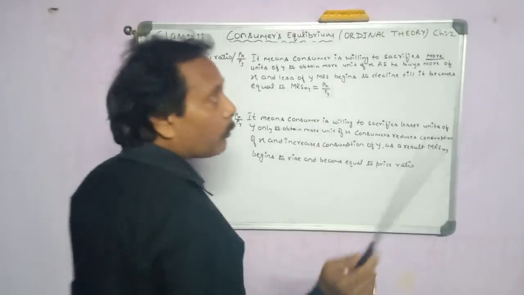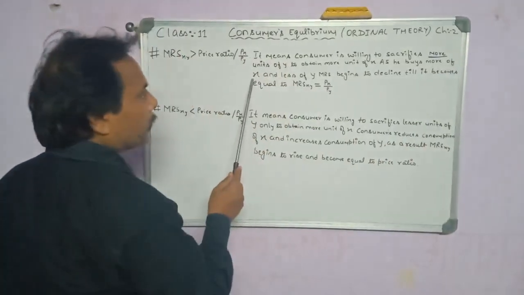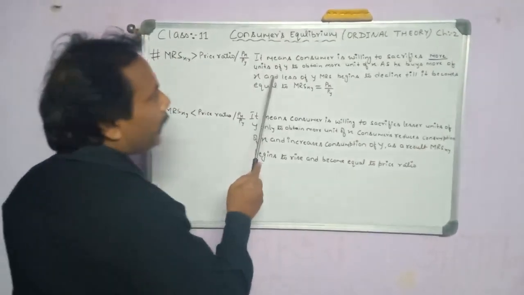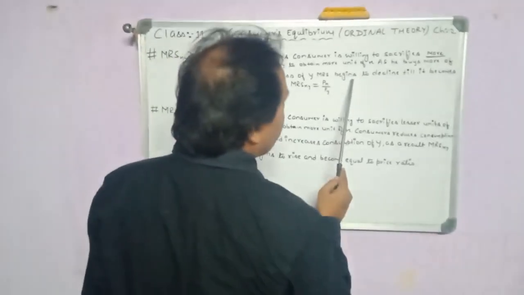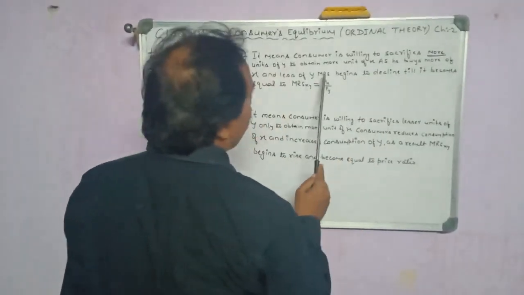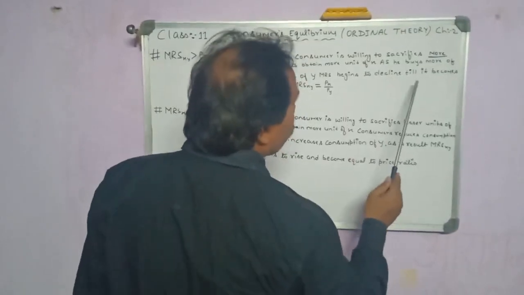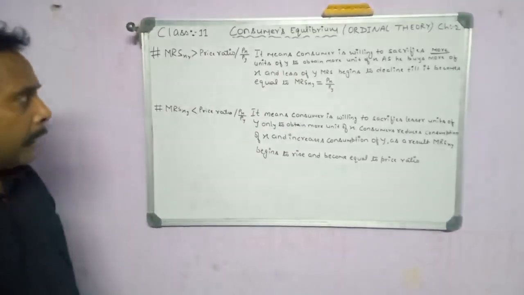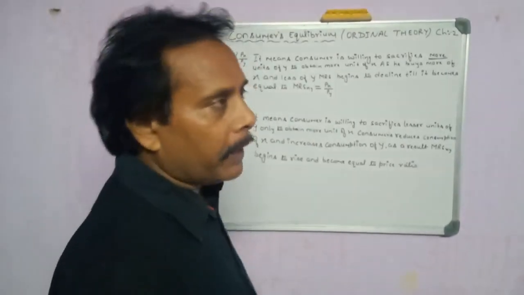As a result, what will happen? As he buys more units of X, ready to buy more of X and less of Y, MRS begins to decline, and it will continue until MRSXY is equal to PX divided by PY.